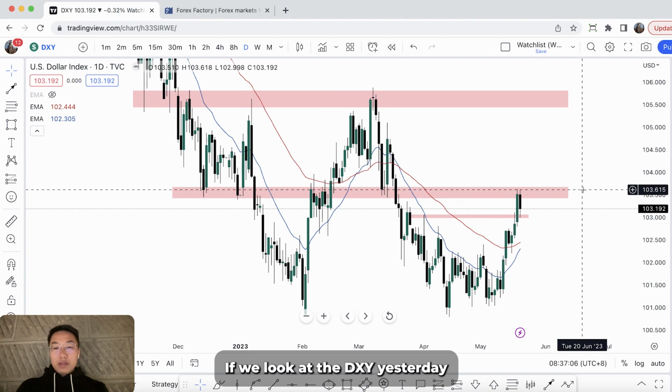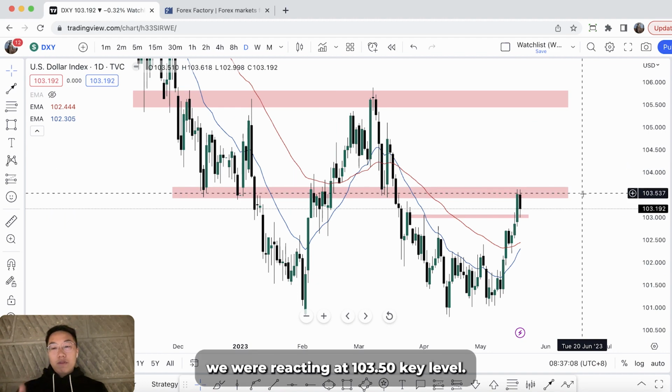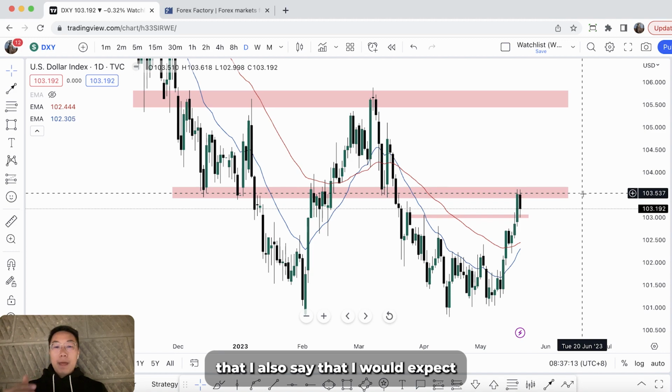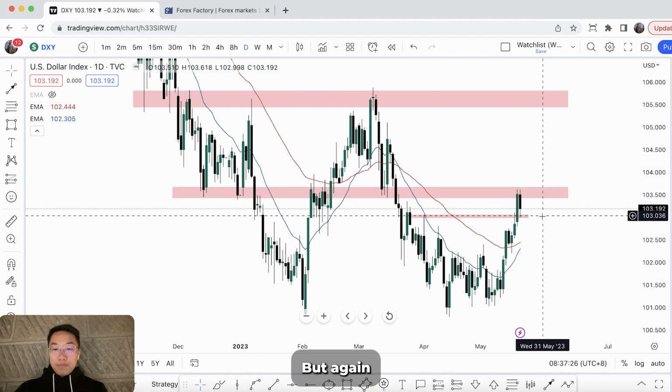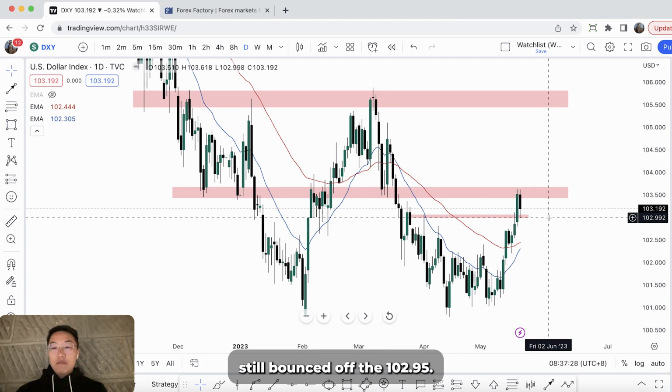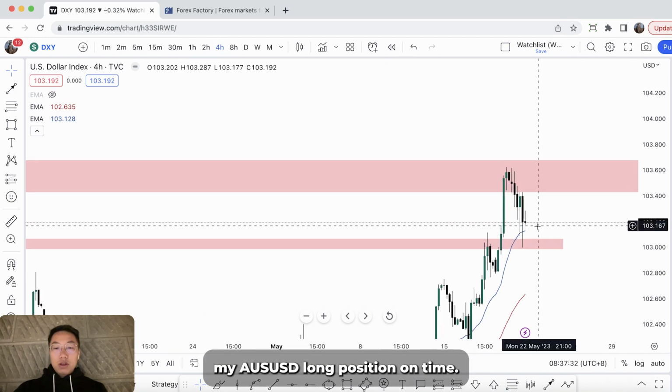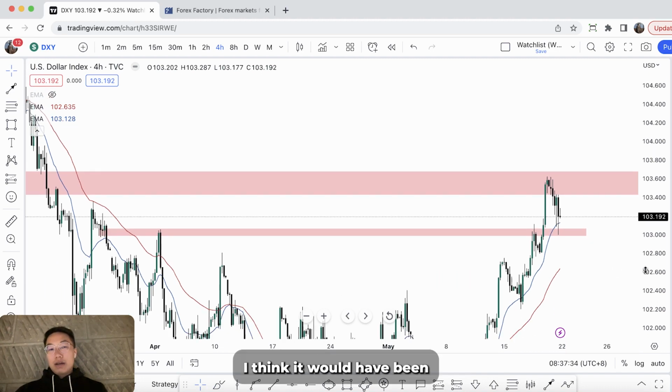If you look at the DXY, yesterday we were reacting at the 103.50 key level, and that was one of the levels where I also said I would expect some short-term to mid-term selling pressure. Yesterday when DXY reacted at 103.50, we indeed had a minor rejection here, but price eventually still bounced off 102.95. So I'm glad that I closed out my AUD long position on time. If not, I think it would have been in a bit of drawdown.